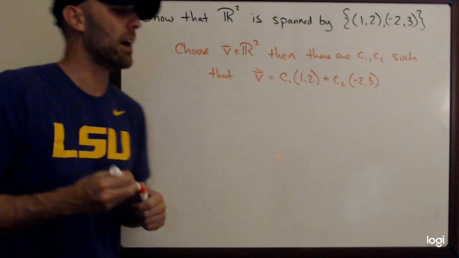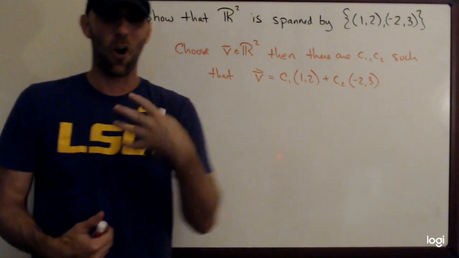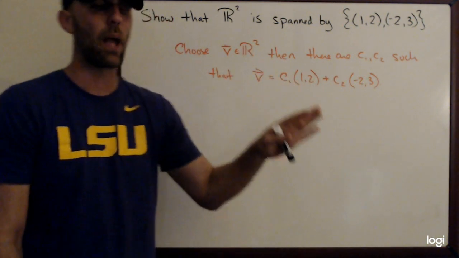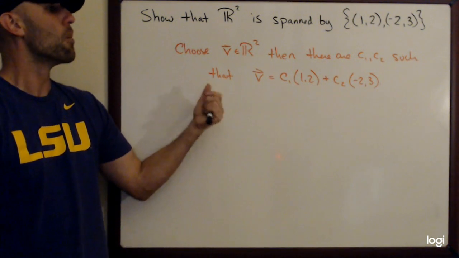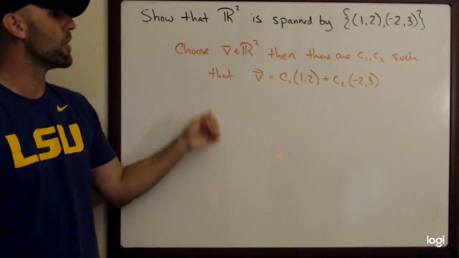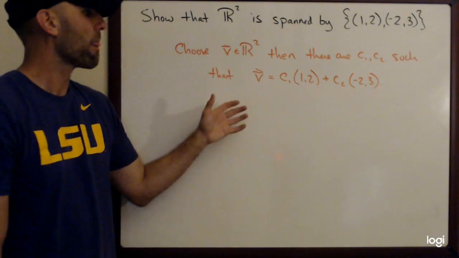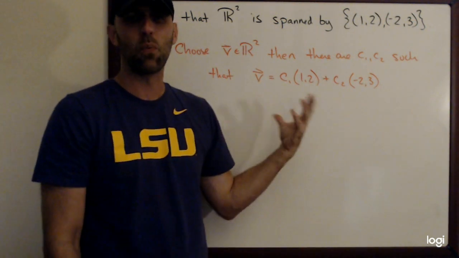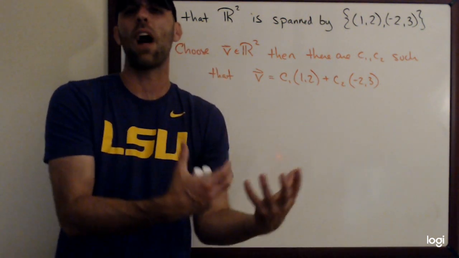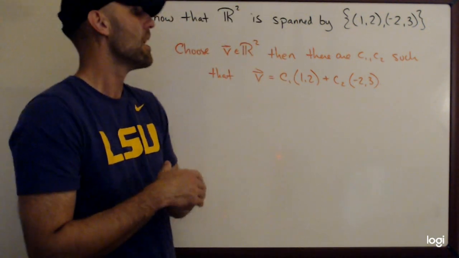Now, again, it's important that when I say choose, I mean this is the arbitrary choice. You don't actually get to choose one. If I want to show this is true, then I want to show that without actually picking a vector. If I pick, let's say, (1, 5), and I find C1 and C2 such that these things add up to the vector (1, 5), that doesn't help me. That's a fantastic way to show that (1, 5) is in the span, not that every vector in R2 is in the span. So how would we do this?